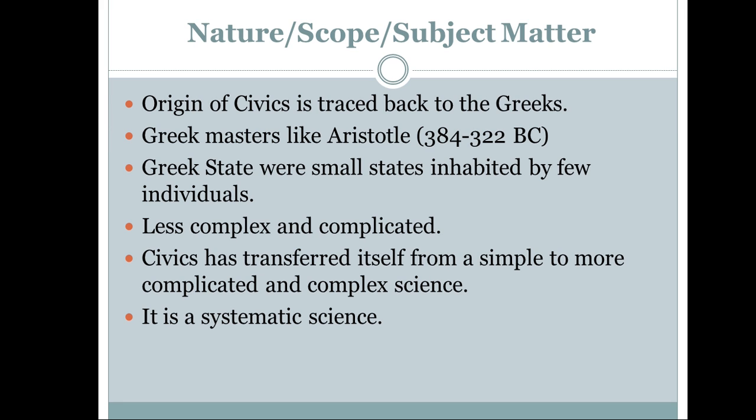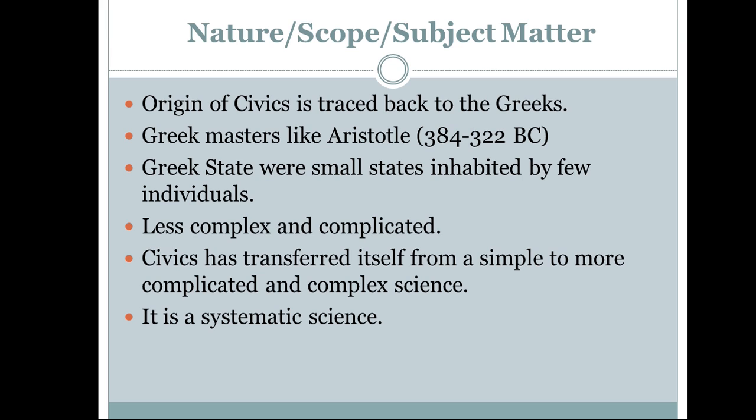Nature, scope, subject matter. We have seen that the origin of civics as an organized social science can be traced back to the ancient Greek city-states. Greeks understood civics in a very broad sense. Basically, they were the pioneers of statesmanship, and they were the pioneers of good governance and good ruling and all those things. Origin of civics is traced back to the Greeks. Greek masters like Aristotle, that is from 384 till 322 BC.